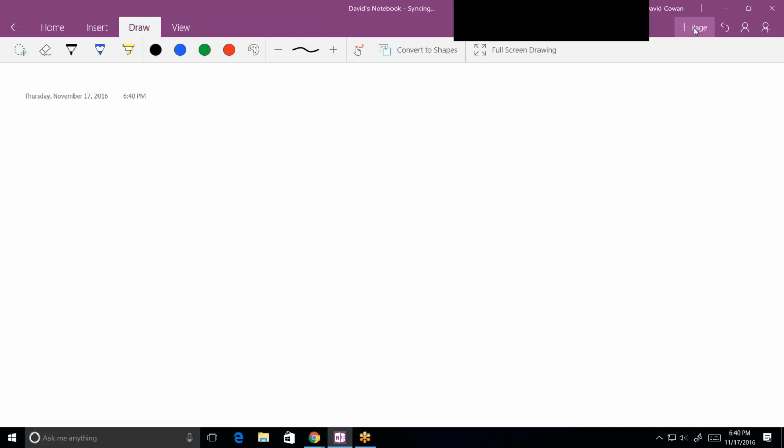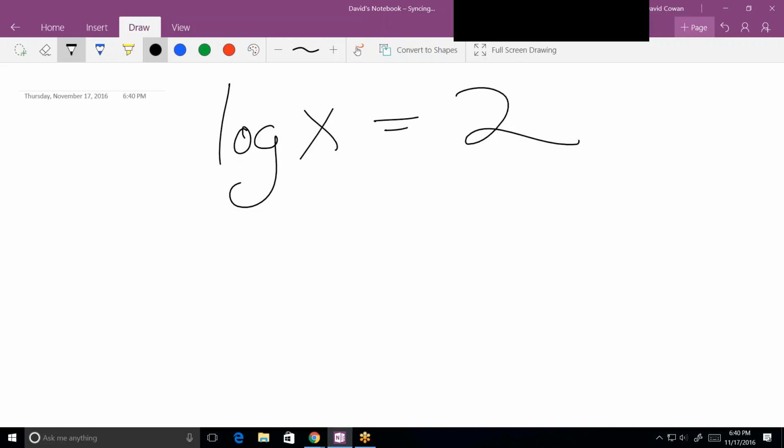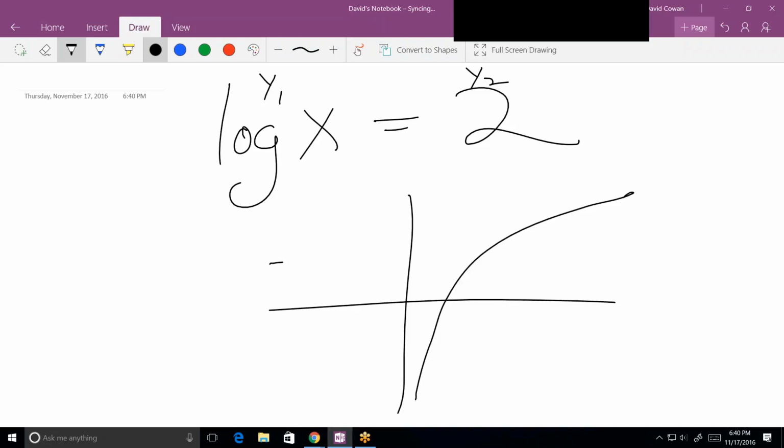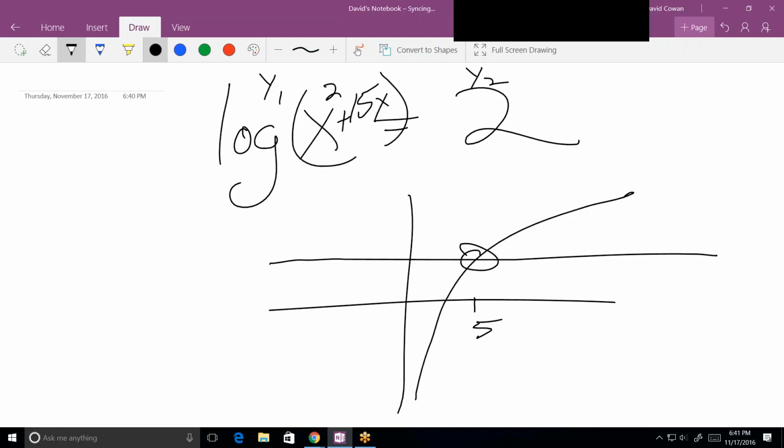What else? Incidentally, the way to figure out the solution, if you have something like this, is let this be y sub 1, let that be y sub 2, if you're on a TI-84, and wherever they intersect is the solution. In other words, the log of x would look something like that. The line y equals 2 would look something like that. Well, there's your solution. In our case, that would come at x equals 5. When I had the log of x squared plus 15x equals 2, it would produce a picture that looks like this. And wherever they cross, that's your solution.